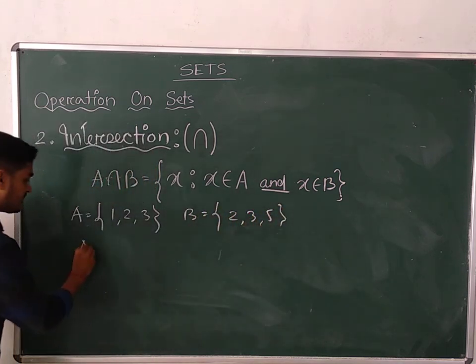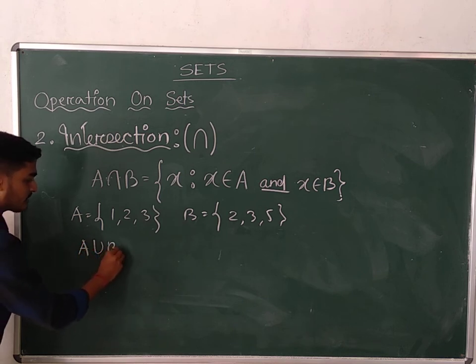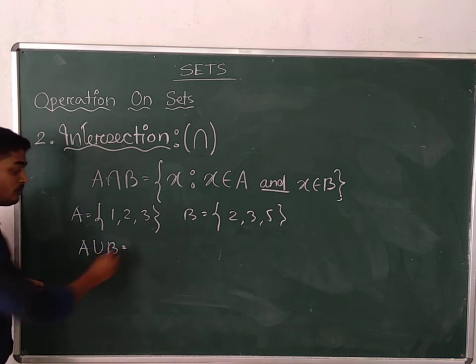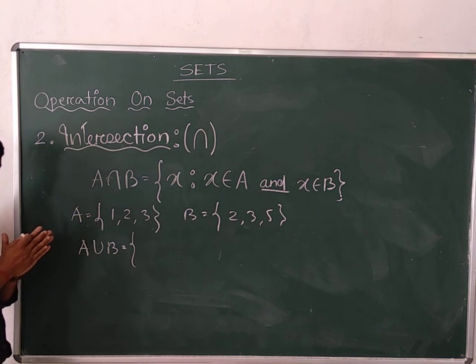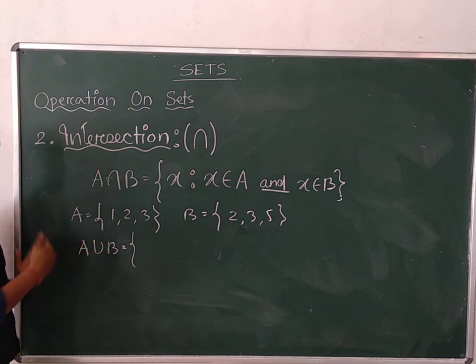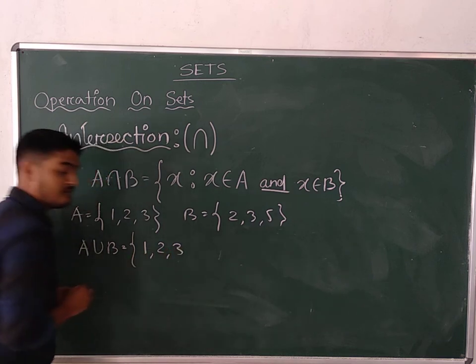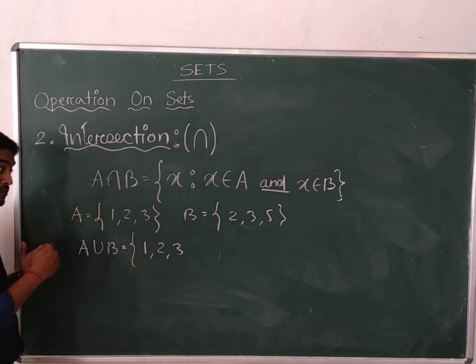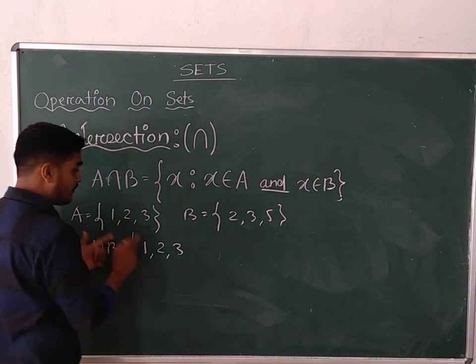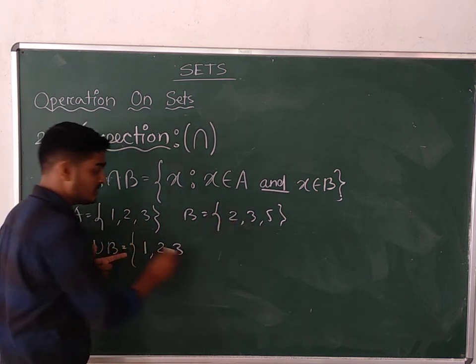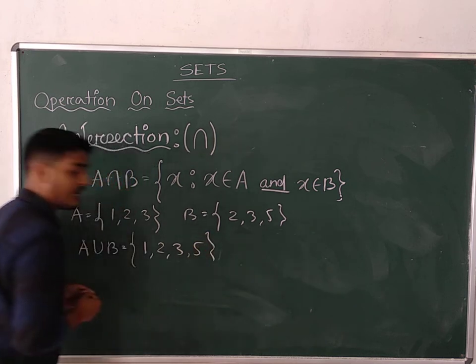Then first of all, let us try to find A union B. A union B means you have to unite all the elements, you have to find the union. That means you have to combine the elements. But remember, repetition is not allowed. The elements which are repeated, you are not supposed to write down more than once. So first I will write down all the elements of A. Then we write the elements of B in such a way that the elements are not repeated. I have already written 2 and 3. So what is the next element? 5. This is A union B.